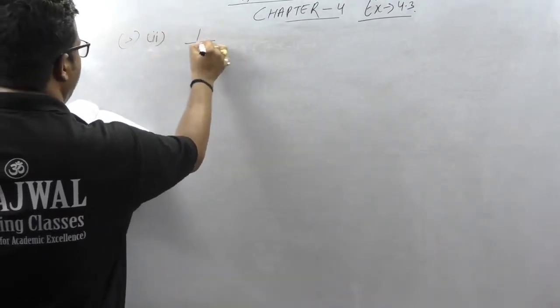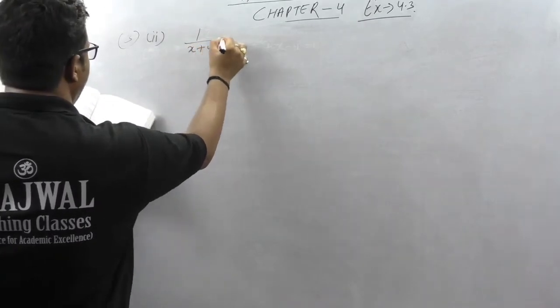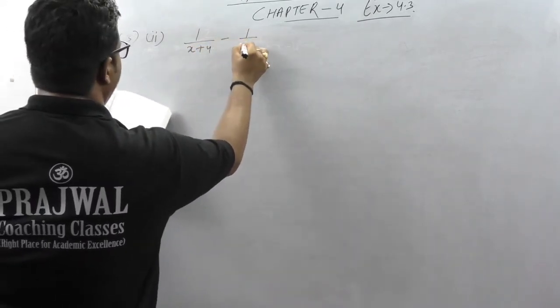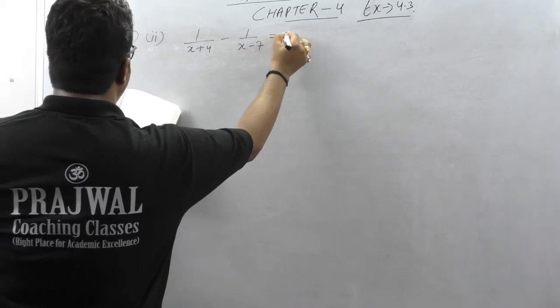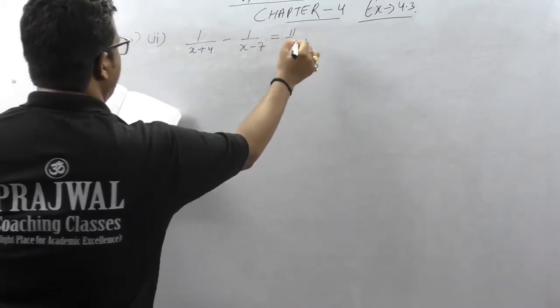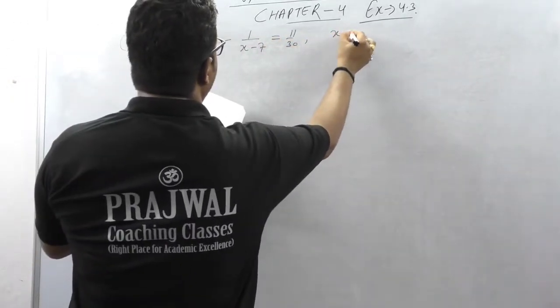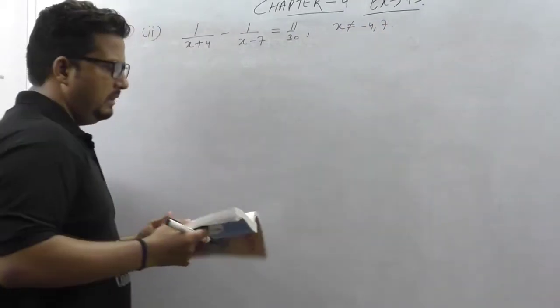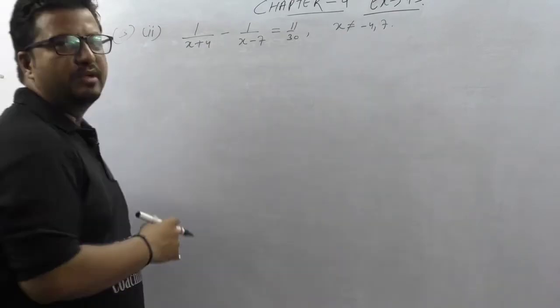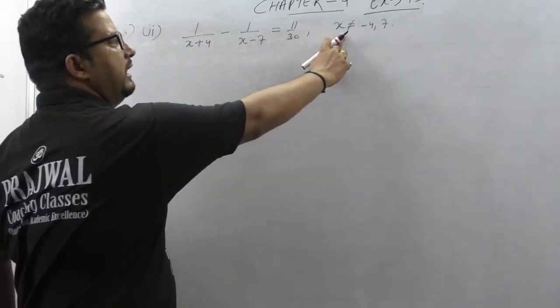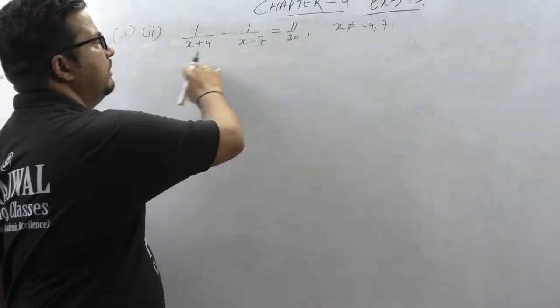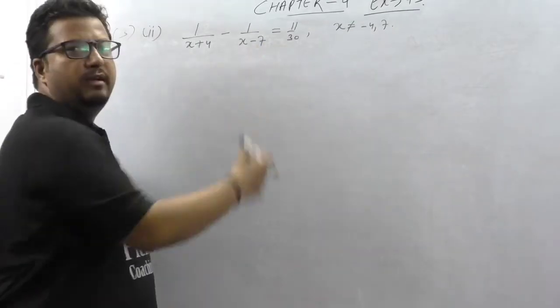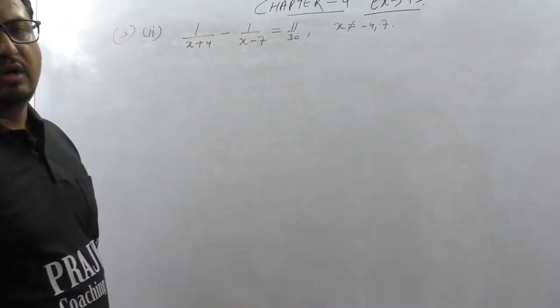It is given 1 upon x plus 4 minus 1 upon x minus 7 equals 11 upon 30, and here it is given x is not equal to minus 4 and 7. See, you understand this equation is given to you, and the meaning of this is x value will never be minus 4, because otherwise the equation will not be defined.